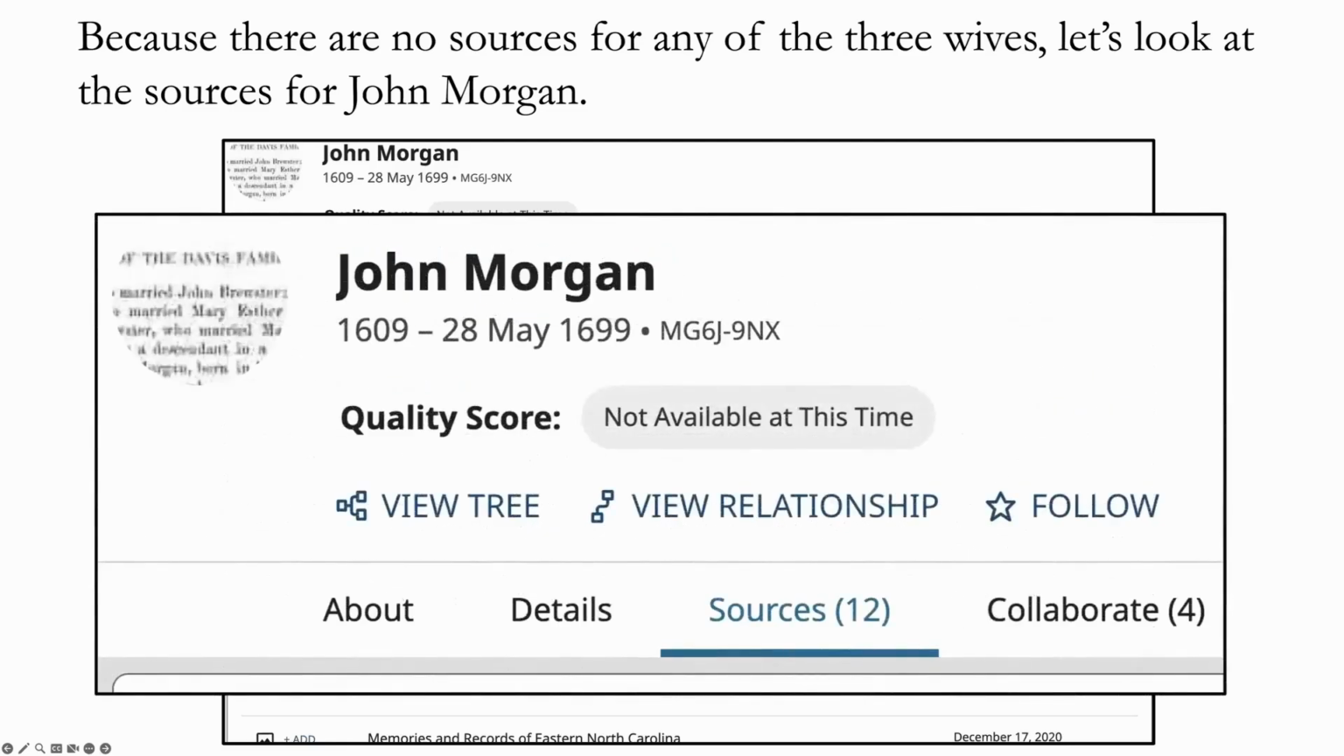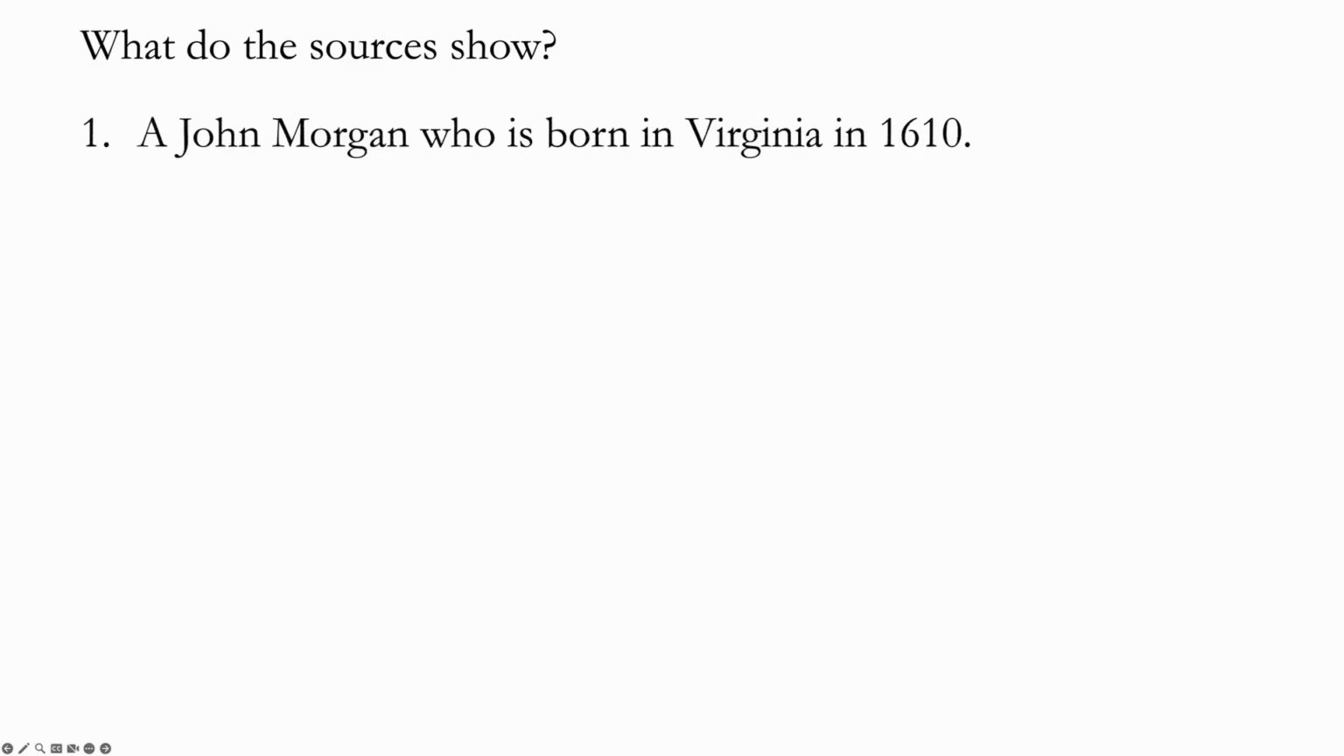So let's look back at John Morgan again, and we'll see that there are 12 sources. Let's see, what do the sources show? Do they make any sense? I'm just going to run through them so that you can see a little bit about the analysis here. The first source supports the idea that there was a John Morgan who was born in Virginia in 1610. That is interesting.